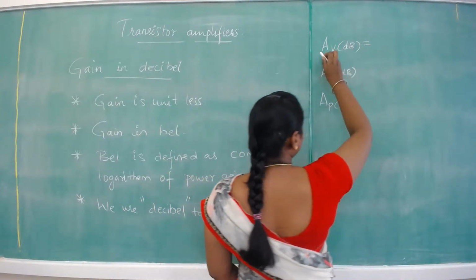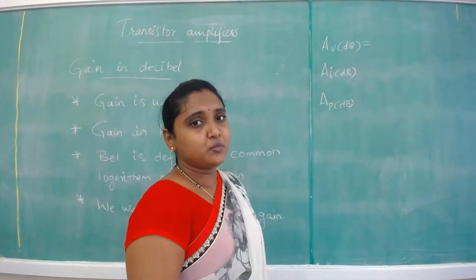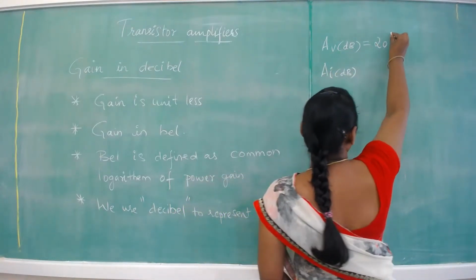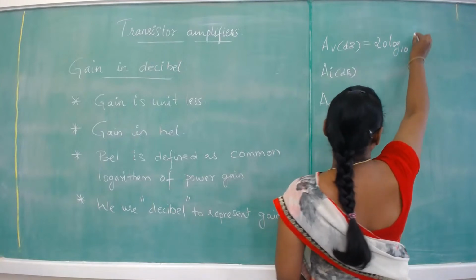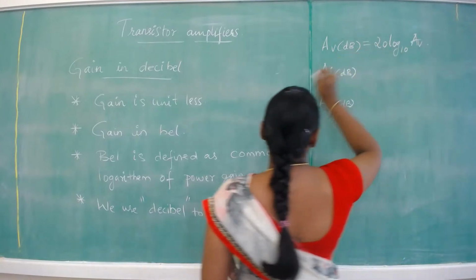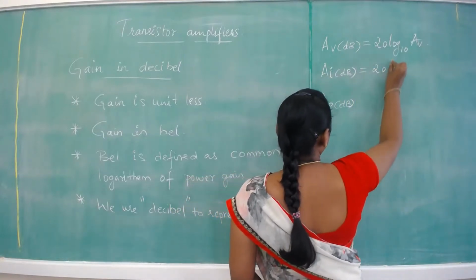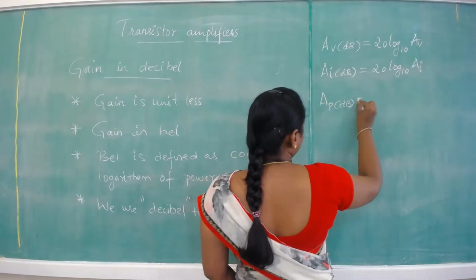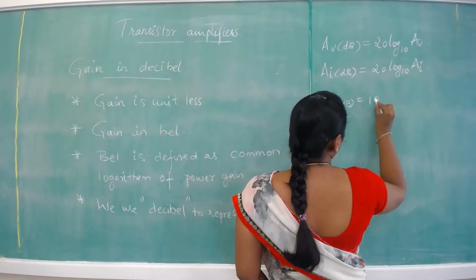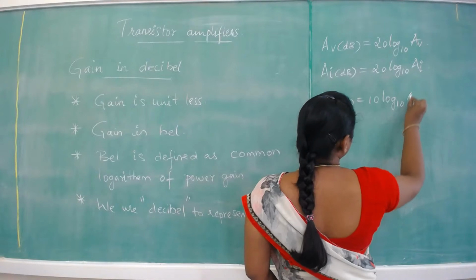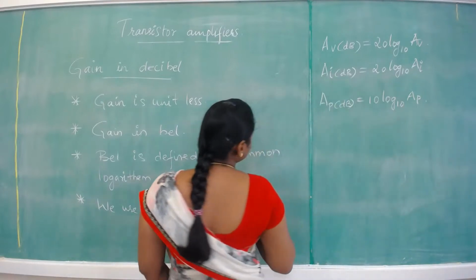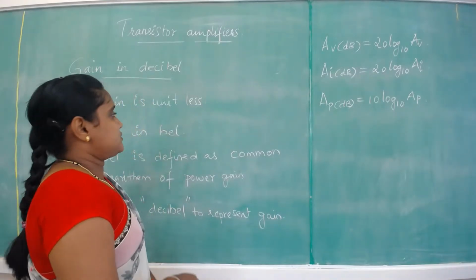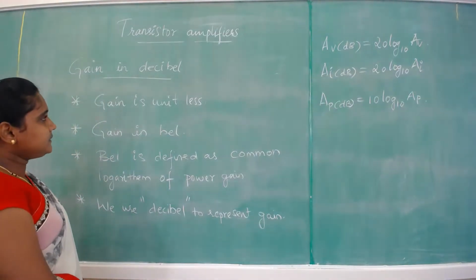When you know the gain in terms of simply the ratio of output voltage to input voltage, how to calculate it in terms of dB? 20 log to the base 10 of AV is AV in terms of dB. 20 log to the base 10 of AI is current gain in terms of dB, and 10 log to the base 10 of AP, that is power gain in terms of dB, is represented by that expression. So this is about the gain in terms of dB.